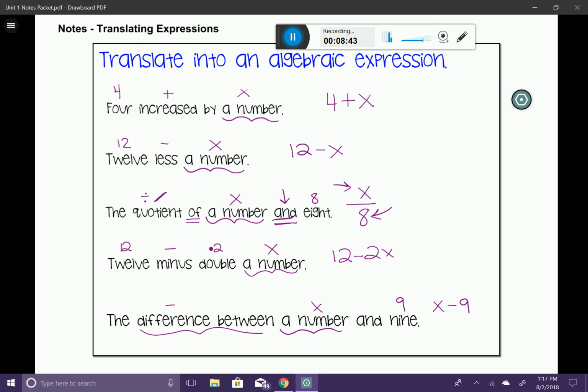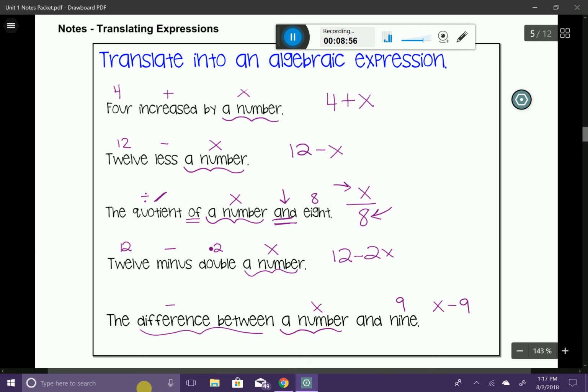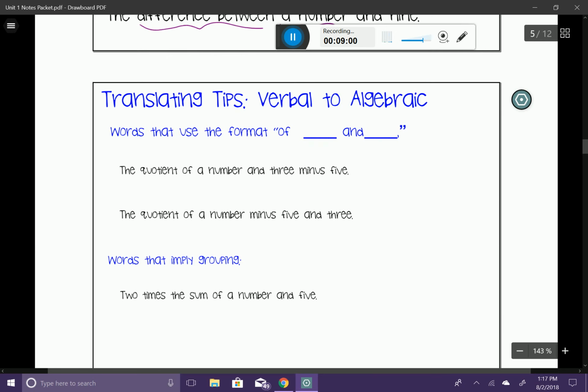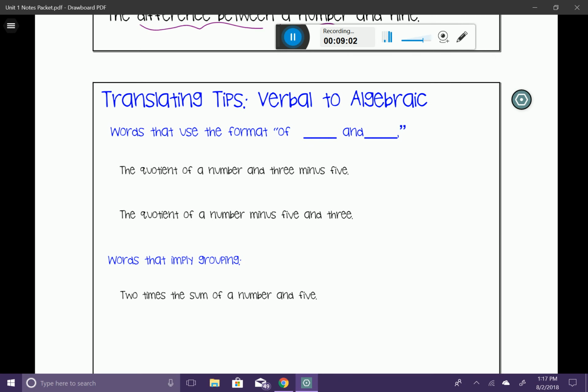All righty, so those are the very basic translating problems, and I really tried to use all of our operations to show you what it looks like when you're annotating. Now we're going to get into a little bit more complex problems, and I'm going to show you a couple tips on what to do.